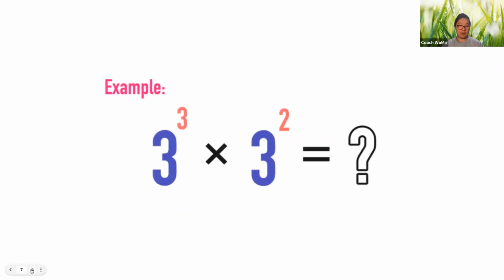So the question is, what if you multiply two of these? Can everyone please send me your guess for what this would be? So 3 to the third power, or 3 cubed, times 3 to the second power, or 3 squared. You can direct message me. So direct message Coach Homa.